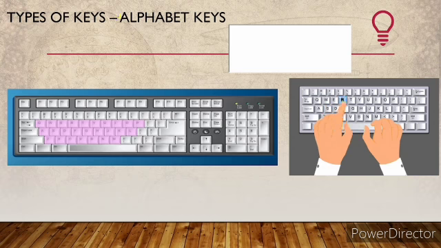It is alphabet keys. We know that alphabets are the letters, A to Z. So there are 26 letters. For each letter we have a separate key on the keyboard. Look at here. So these are the alphabet keys. So using these we can type words and sentences.